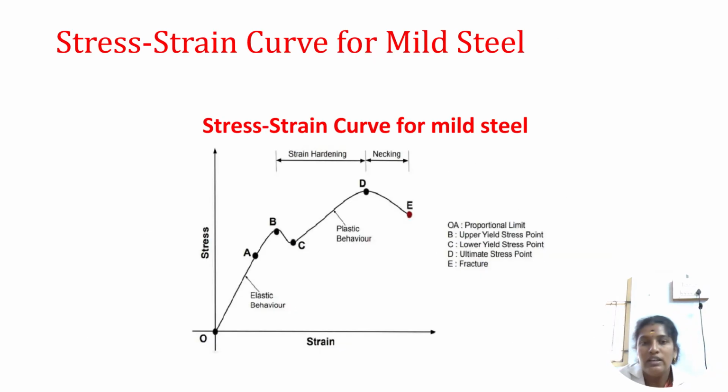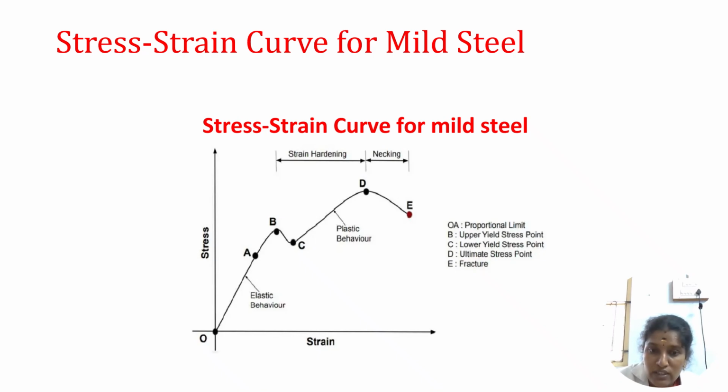Fine. Next, it is the stress strain curve for mild steel structure. We all know we have some important points here, and I'll explain each and every point. The A point is the elastic point, the yield point. We can say it is the proportional limit. Within this proportional limit, the stress is directly proportional to the strain. That is called Hooke's law.